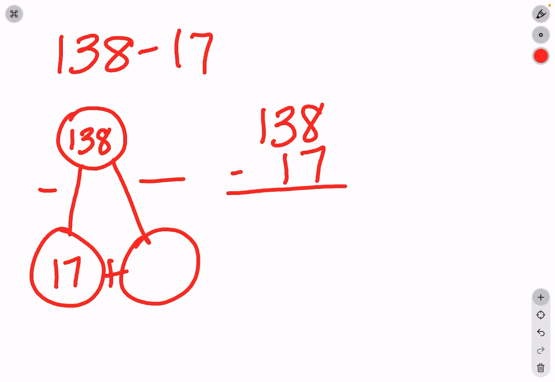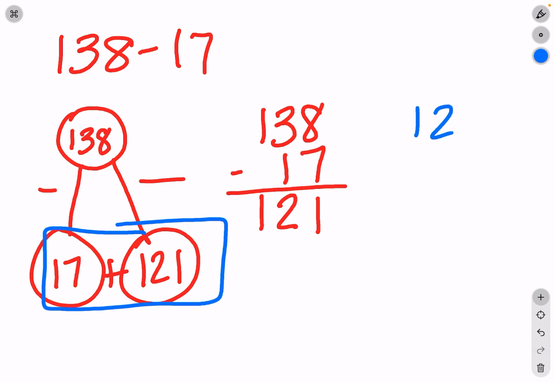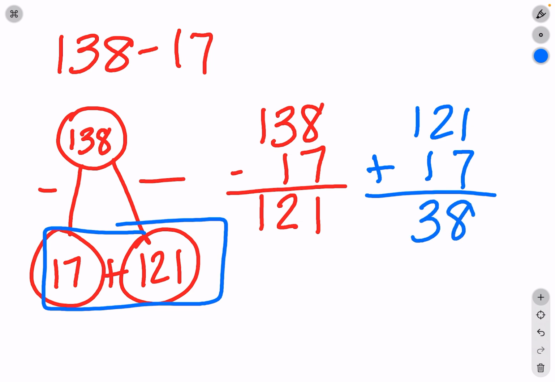8 minus 7 is 1. 3 minus 1 is 2. 1 minus 0 is 1. So my part is 121. Now we're going to add our parts to double check our answer. So 121 plus 17. 1 plus 7 is 8. 2 plus 1 is 3. 1 plus 0 is 1. Got my total, so my answer is right.